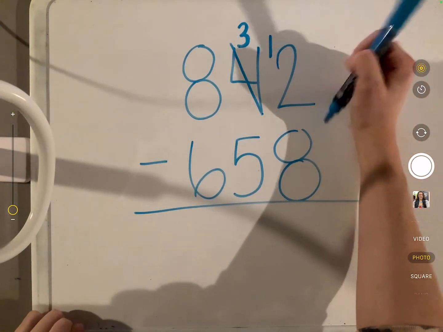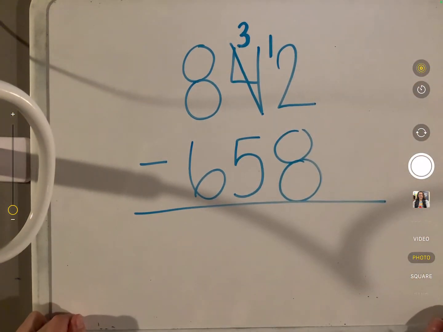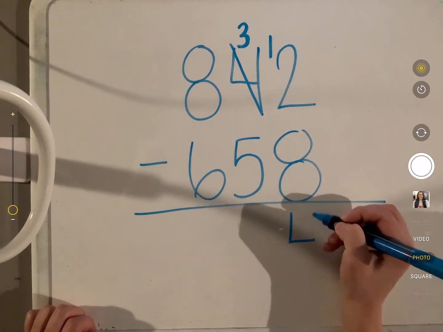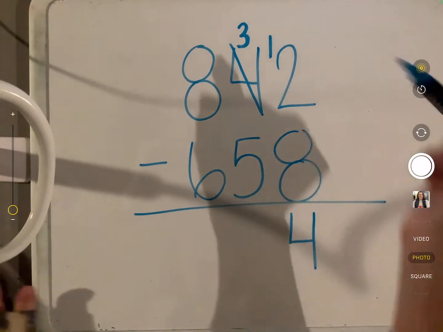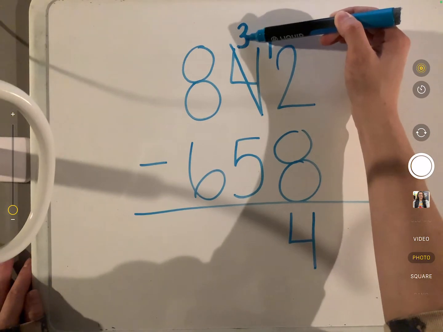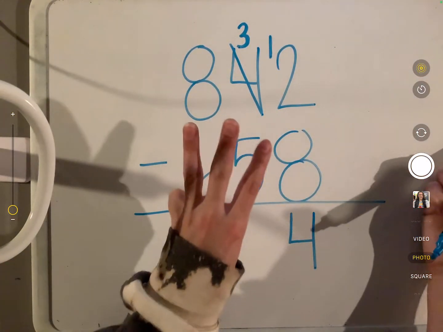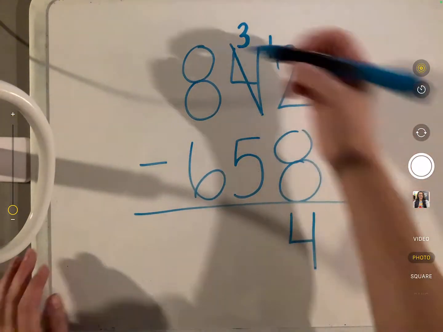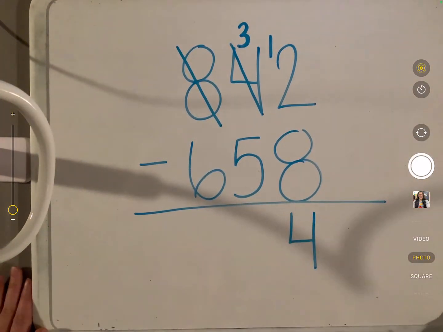All right, so now I can take 8 away from 12, right? So I have 12, take away 8, that's 4. And I record my 4 just like that, okay? And the next thing that I'm going to do is take 3 minus 5. So if I have 3, can I take 5 away from this 3? No, I cannot. So I need to borrow from my 8.